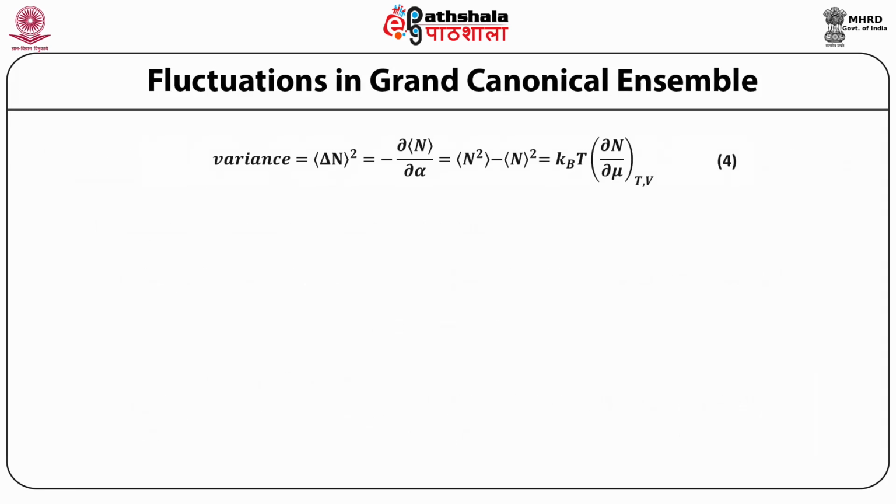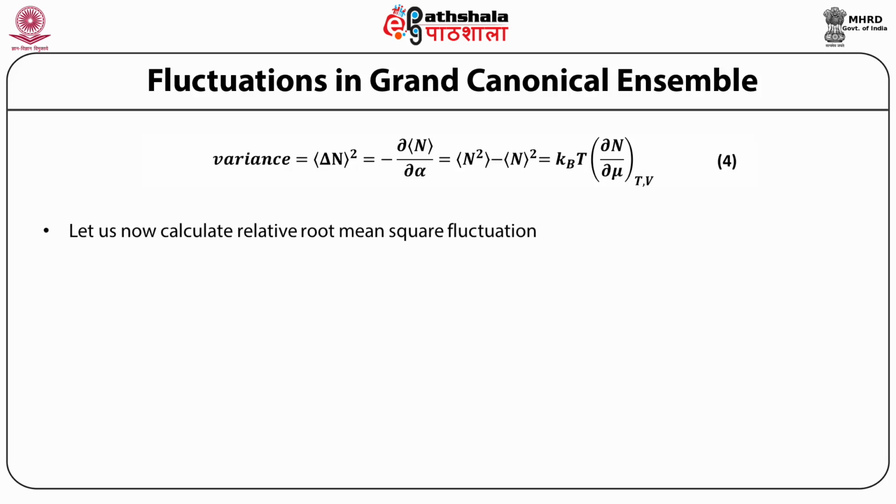Therefore, variation, or what we call variance in number of particles, which is equal to mean value of delta N square, is equal to negative of partial derivative of the mean value of the number of particles with respect to alpha, which is equal to mean value of N square minus square of the mean value, which is equal to kBT partial derivative of mean N with respect to mu at constant T and V.